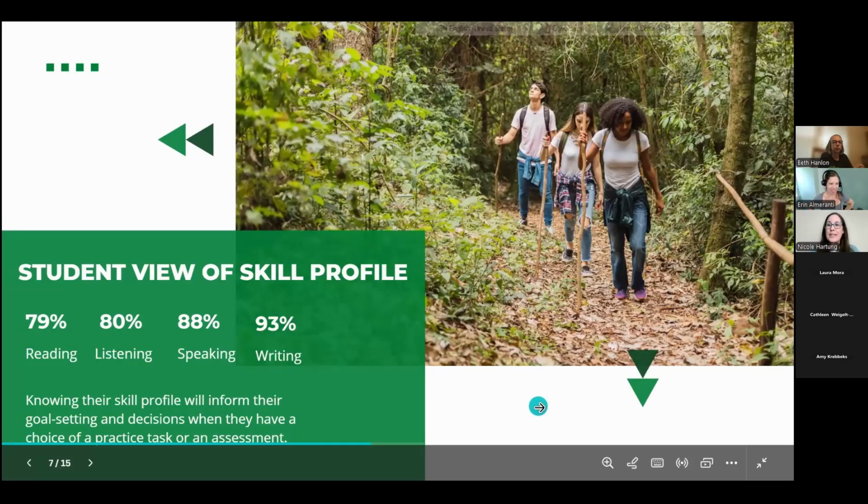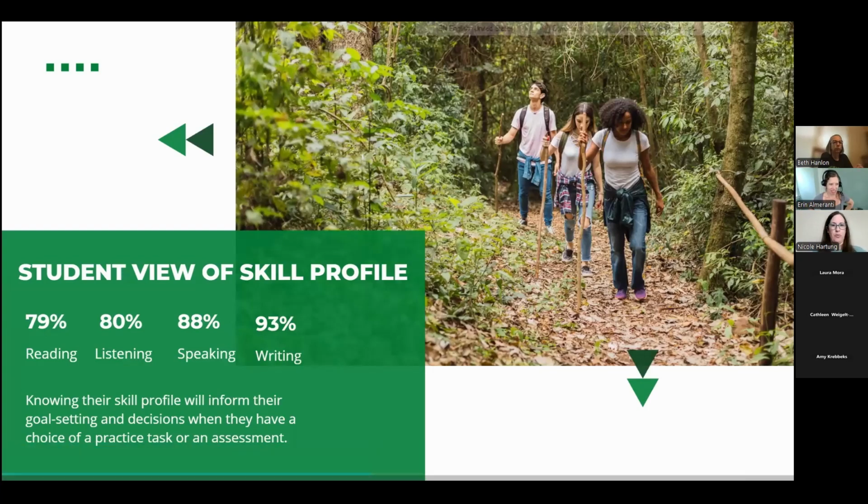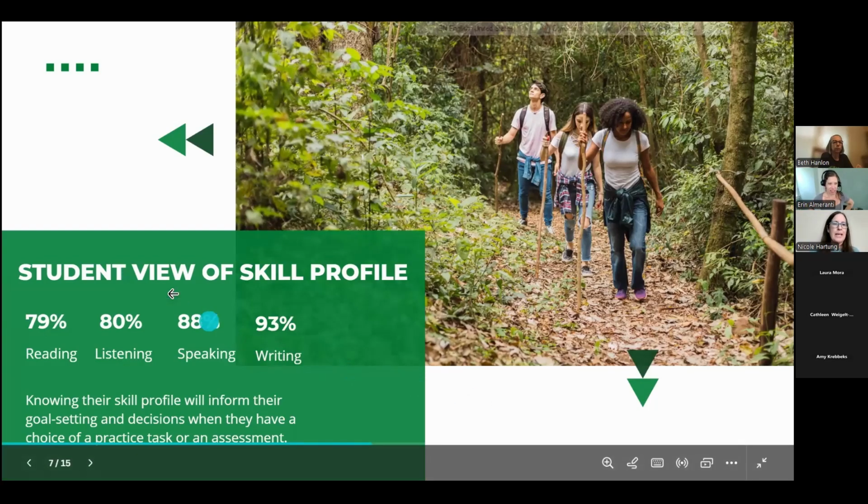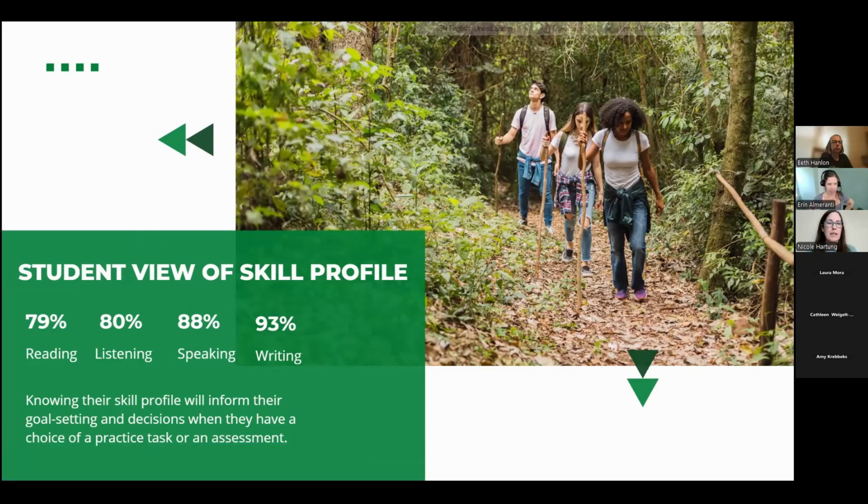Okay, so when I talk about students knowing their skill profile, if they peek in at their grade book, right, this might be what they see. Okay, I've got a 79% right now in reading and 80% in listening, etc. Right? We want to motivate them to succeed, to keep learning the language. So each student's in a different place. But now I know which skills are a little higher than others, right? We want to keep working on those high skills, and then we want to bring up the skills that are a little lower.